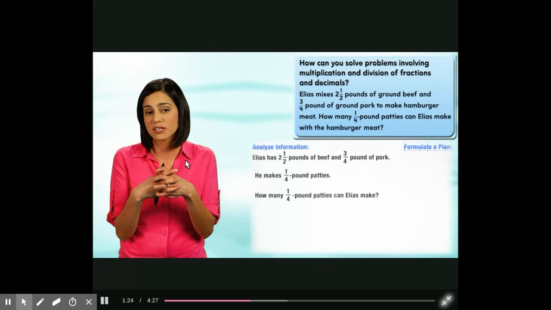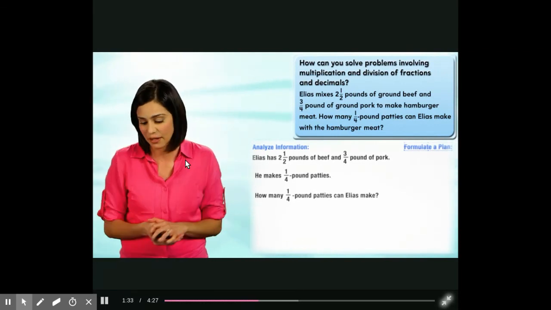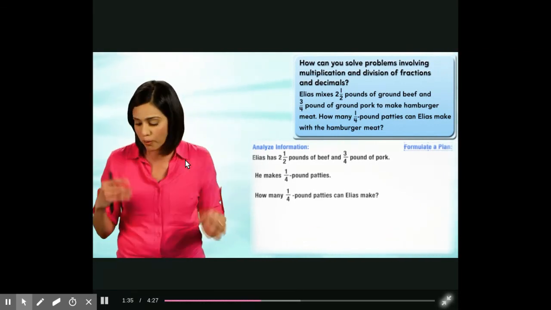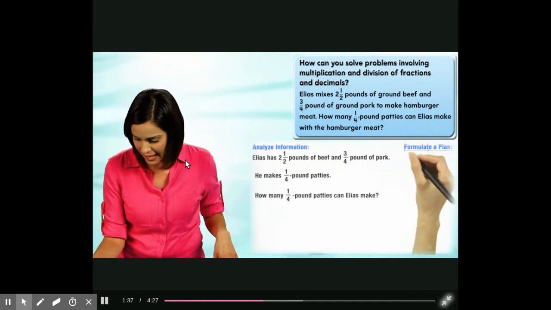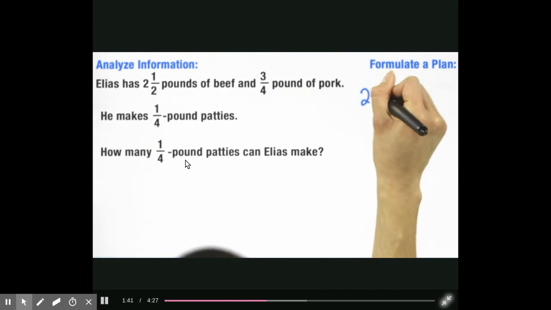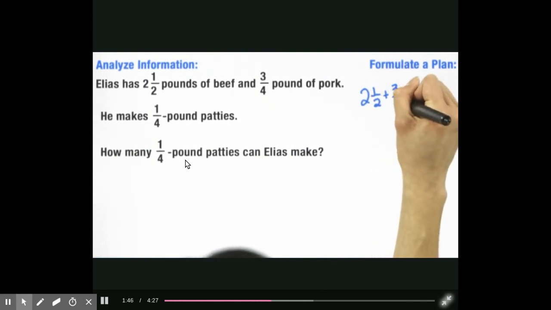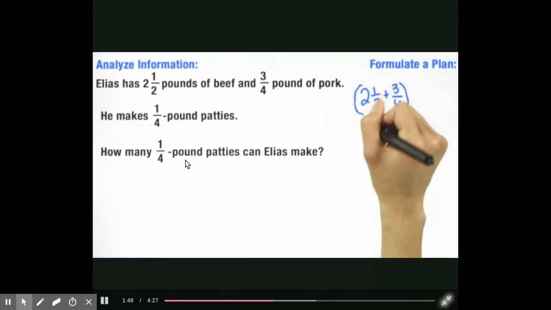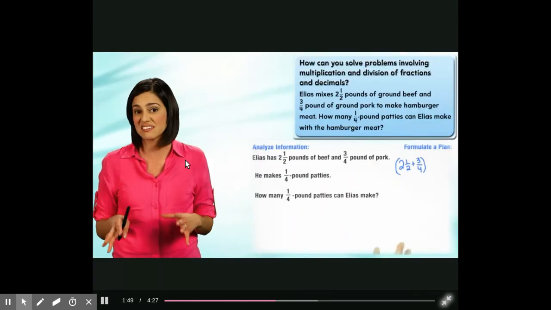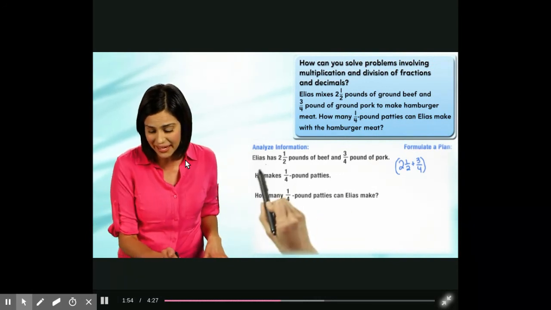Now, there's a couple operations here, addition and division. So we have to remember that we need to do the order of operations. And since we have parentheses, we want to start with the parentheses. We're going to start with 2.5 plus 3/4. Now we have a mixed number and a fraction. So let's go ahead and change the mixed number into an improper fraction. So we have 5/2 plus 3/4. And let's just bring down everything else.